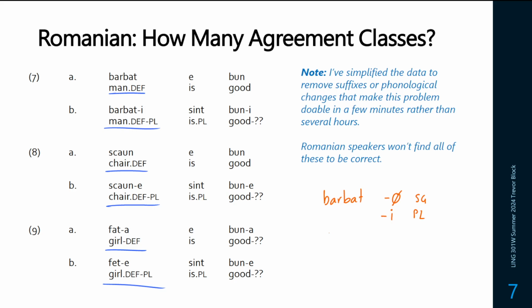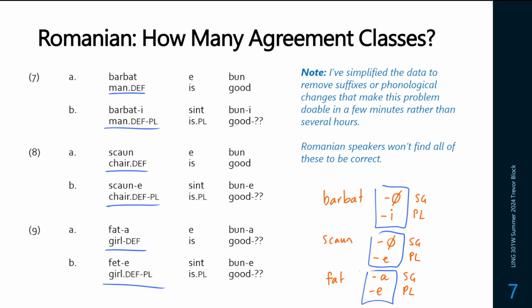In the case of 8, we have scone, and for simplification purposes, we're going to say that this takes nothing in the singular. It's actually a little bit more complicated, but the data has been reduced to remove all these phonological changes and things, and it takes a sound in the plural. Finally, with the bottom one, it takes a in the singular, and it takes a in the plural. So when we take a look at these 3 nouns, we see 3 different things here. We see a nothing-E pair, we see a nothing-A pair, and we see an A pair. So these are behaving differently just in terms of the markers that they take.